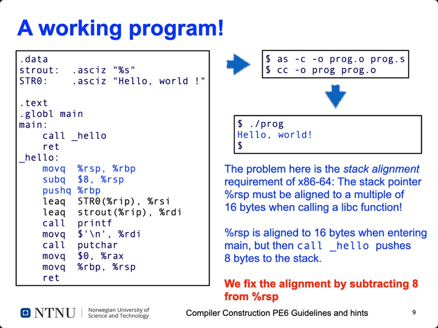But then what you do is call hello. And by executing a call on x86-64, what the CPU does is push the return address, so the address of the instruction after call hello, that red instruction here, onto the stack. And on x86-64, this return address is 8 bytes long. So our stack was 16 byte aligned before. Now it is 8 bytes lower, so it's no longer evenly divisible by 16, so it's no longer aligned.